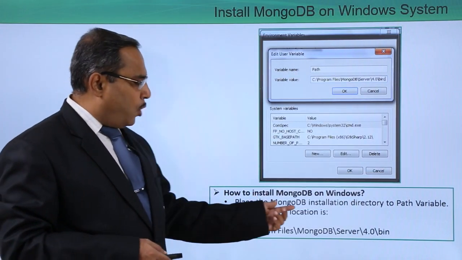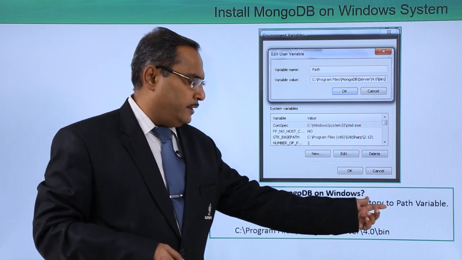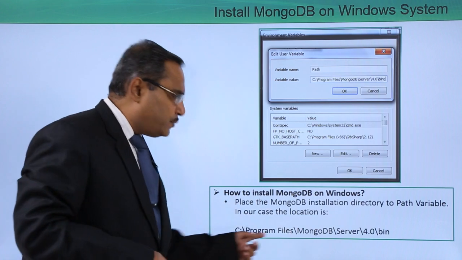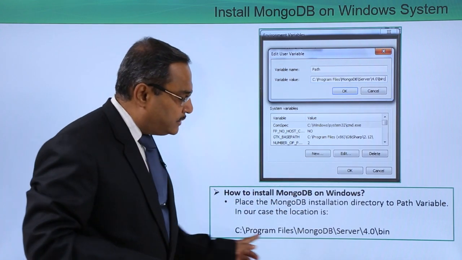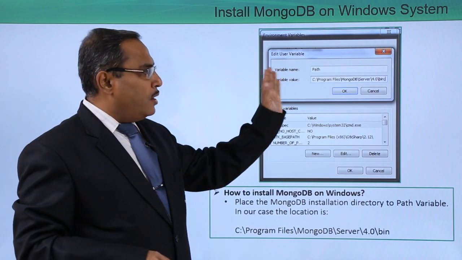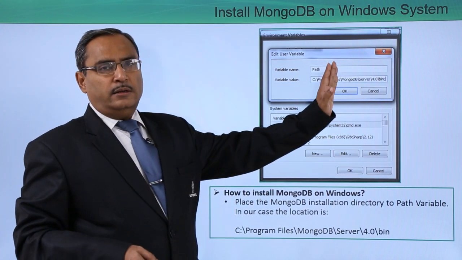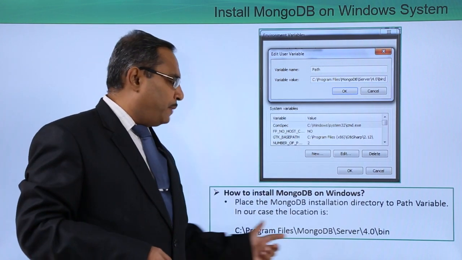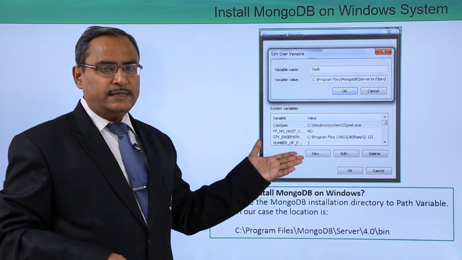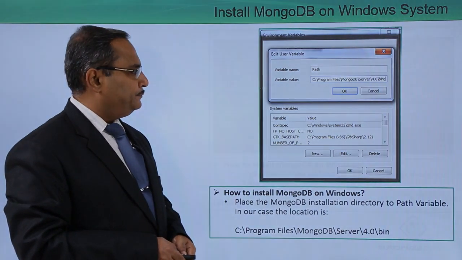Place the MongoDB installation directory on the path variable, and in my system the location was this one. So I should put this path in the respective path here, putting a semicolon and then pasting this path here. So this path will be there, so that my path variable in the system will get set accordingly.